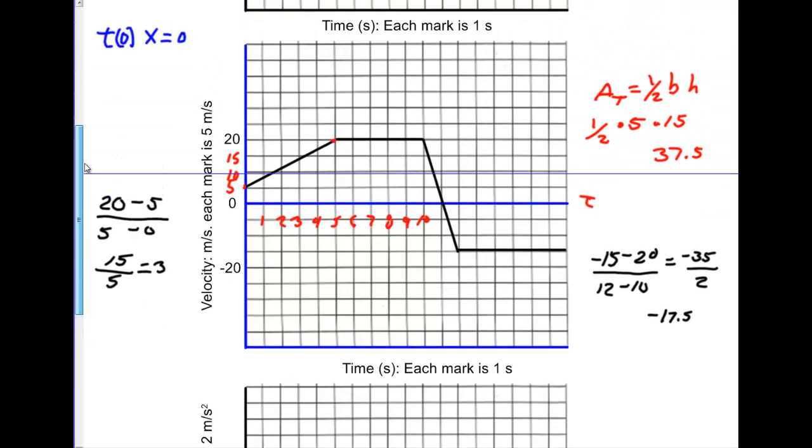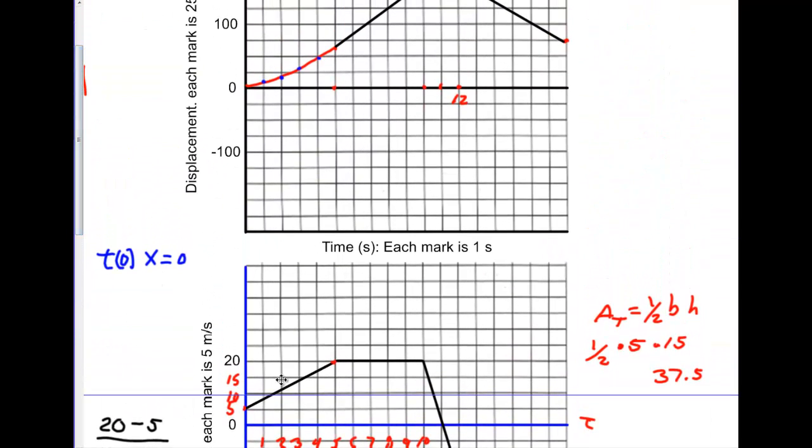Same way here. The area under this curve here will help me generate the numerical values of this. The slope of my displacement versus time graph will represent the same values I have here. All right, and that's it. Best of luck with these type of problems.